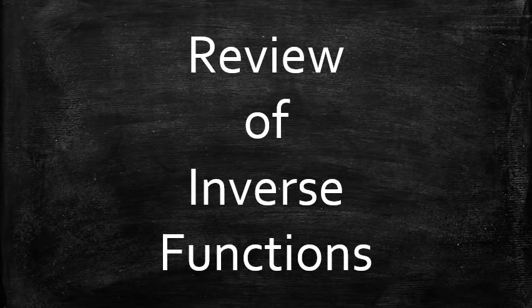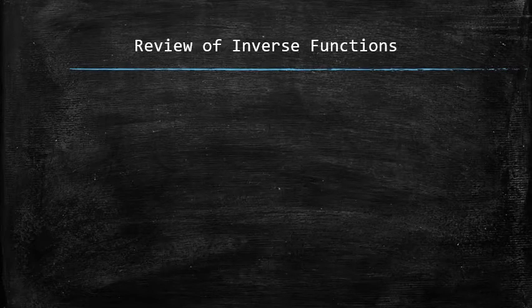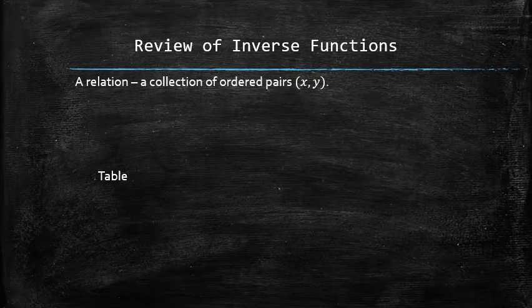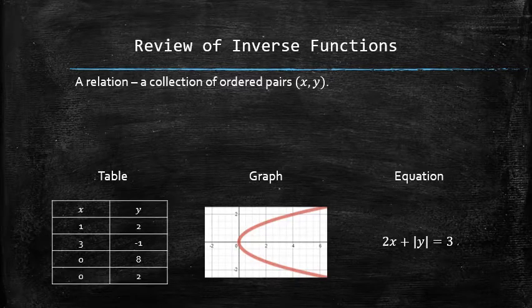Next, we will review the basic theory of inverse functions. We start off with a definition of a relation, which is a collection of ordered pairs. There are three ways to define a relation: by table, graph, or equation. Here are examples of three different relations defined using each of the methods.